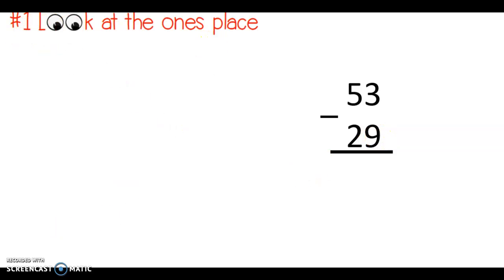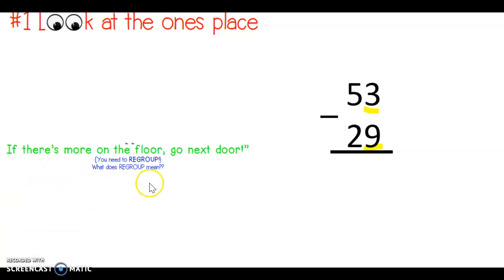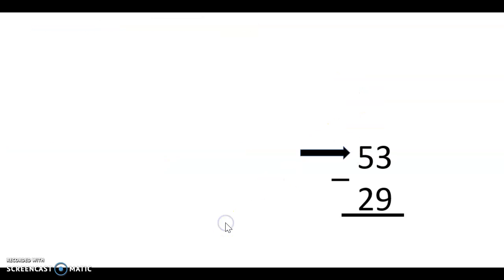So first I look at my ones place. Use my yellow. I have a 3 in the ones on top, and I have a 9 in the ones on my floor. So if there's more on the floor, you go next door. Well, 9 is larger than 3. I can't take 9 away from 3. So there's more on the floor, so I'm going to go next door to my tens place.